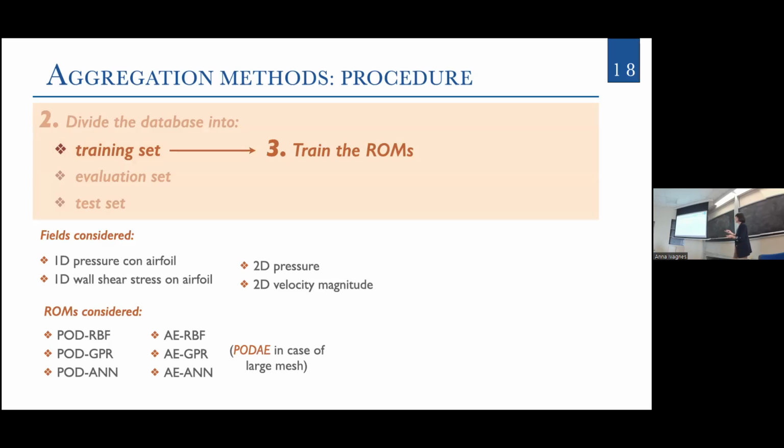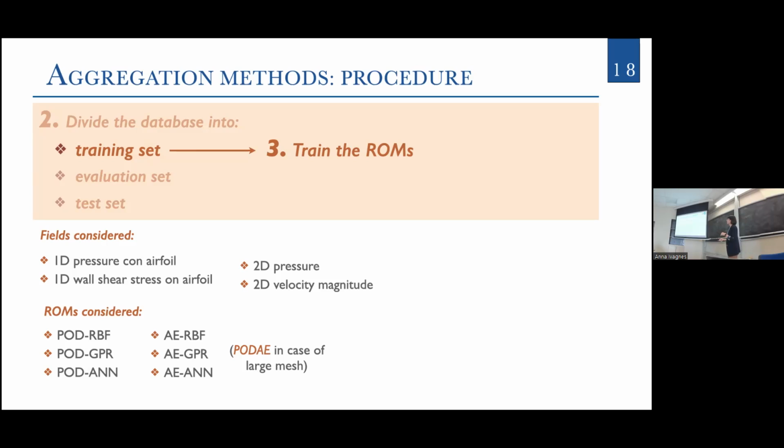And we considered as fields to build our reduced order model, so as this S of mu that you saw in the first slide, both one-dimensional fields acting on the airfoil, so the pressure and the wall shear stress. So basically, the fields that you use to compute the pressure coefficient and the skin friction coefficient. And then two-dimensional fields, so the pressure and the velocity magnitude around the airfoil, just like the snapshots that I showed before.